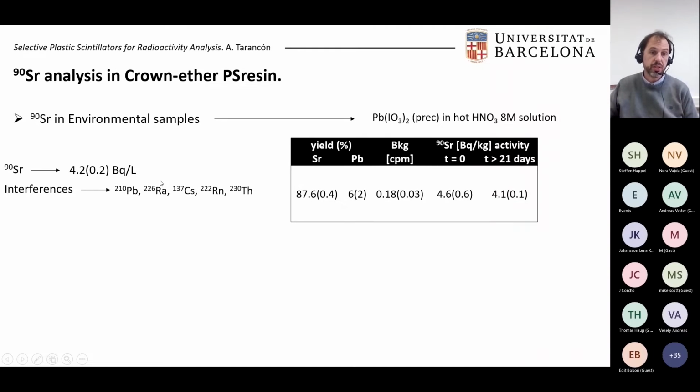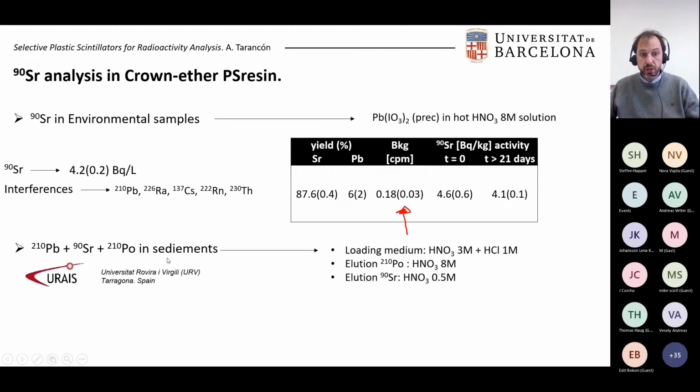This is an interlaboratory sample in which we have almost complete removal of lead, and here we also have the possibility to measure in a counting window in which lead-210 is not included, because lead-210 appears at very low energies. So we have very, very good low background, in this case for strontium-90. And quantification just after separation and after yttrium ingrowth are quite comparable to the reference value.